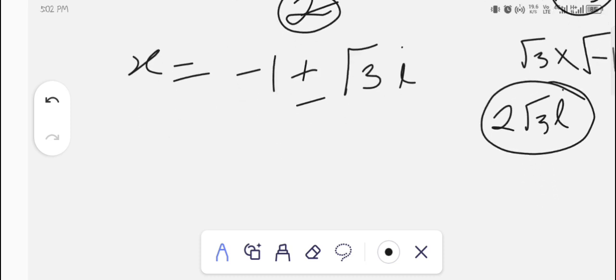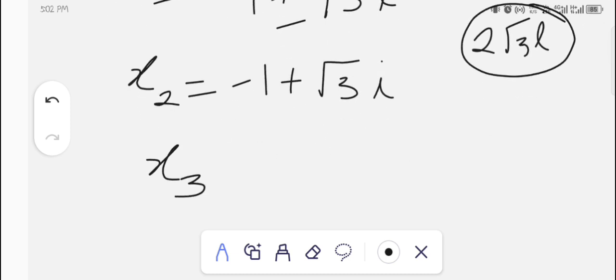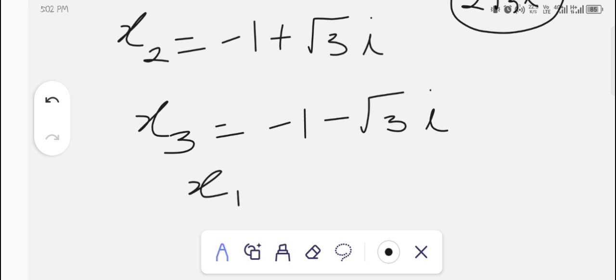Good. At this point, we can say the second root here, taking the positive sign now, friends, is equal to minus 1 plus the root of 3 iota. And the third root here becomes minus 1 minus the root of 3 iota. And we are done solving. Not forgetting that the first root we got was x1 equal to 2. So here lie our solutions, right?